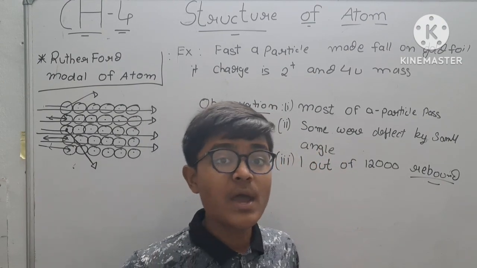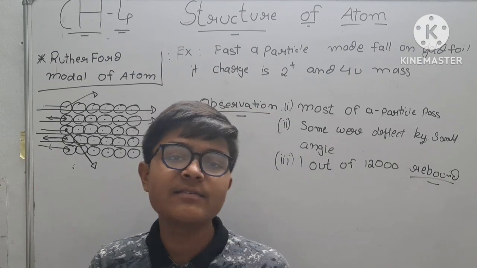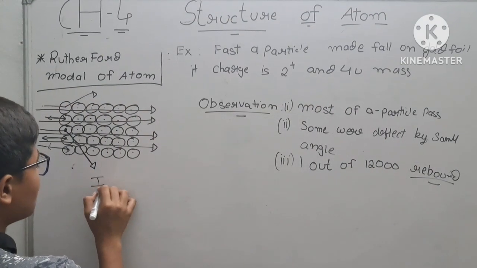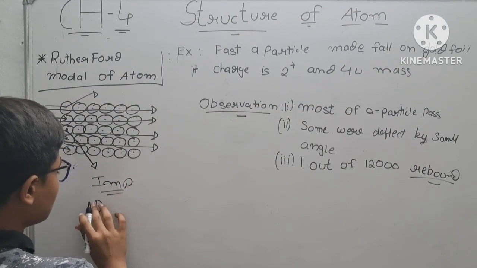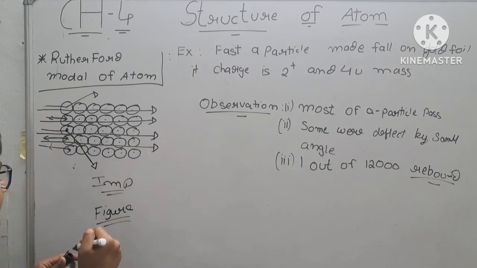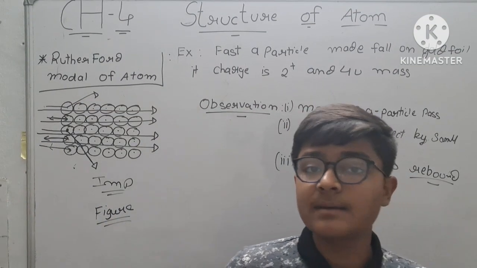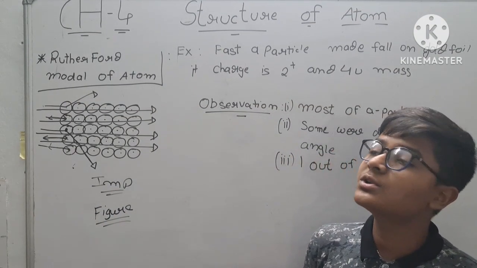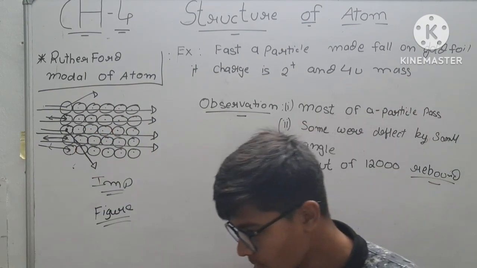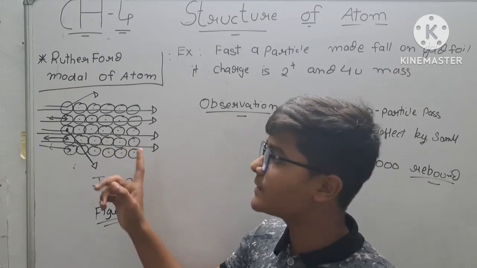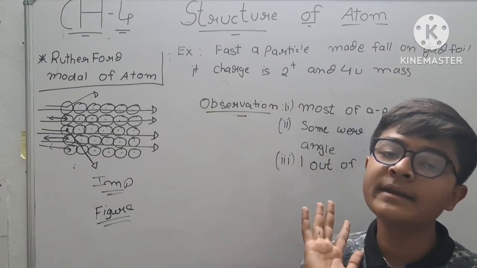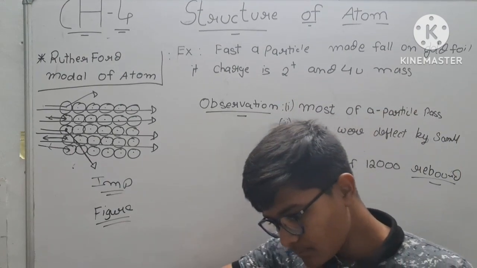So here he has observed. Now in conclusion, what he has said, don't forget this. This was the most important figure, students. You have to remember this, and in the exam, if they ask you to write the Rutherford model of an atom, you have to draw this. So remember, don't forget this. Now let's see what he concluded and what he made: the nuclear model.